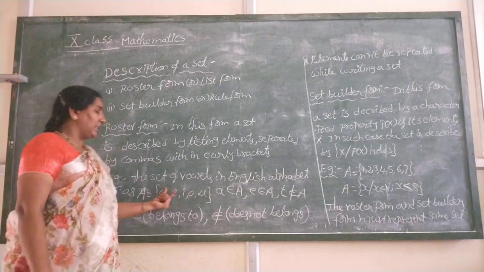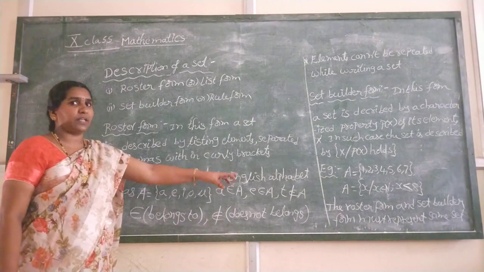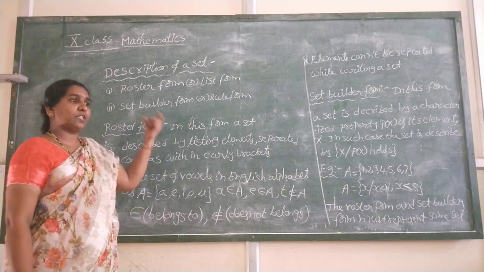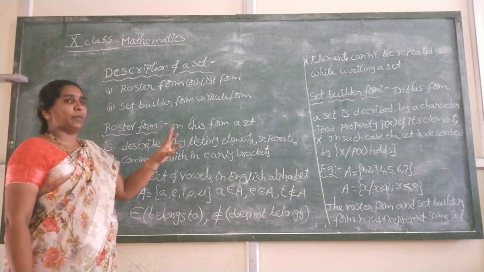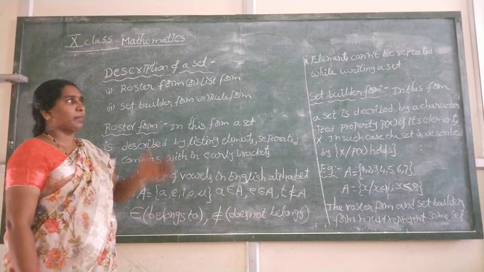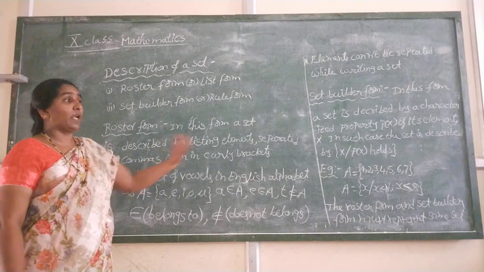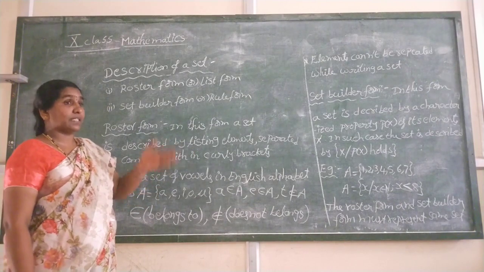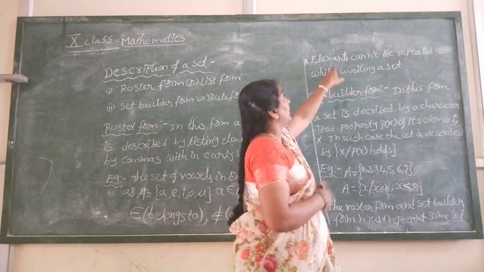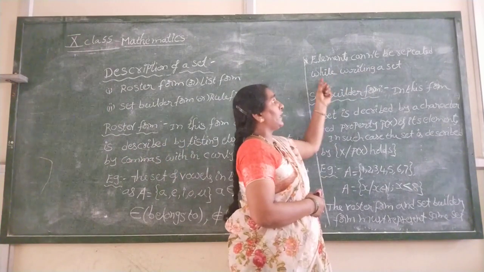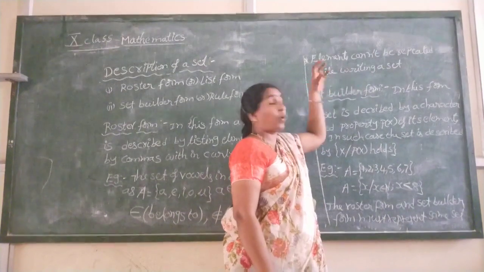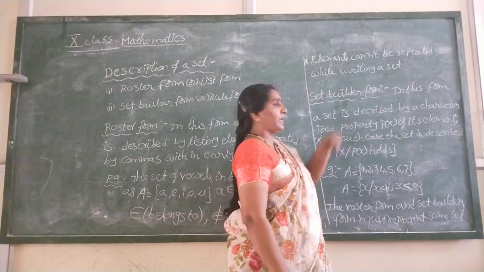The element T does not belong to the set A. Next, in the representation of a set, we write each element only one time. There is no need to repeat the same element while writing a set. Elements cannot be repeated while writing a set.